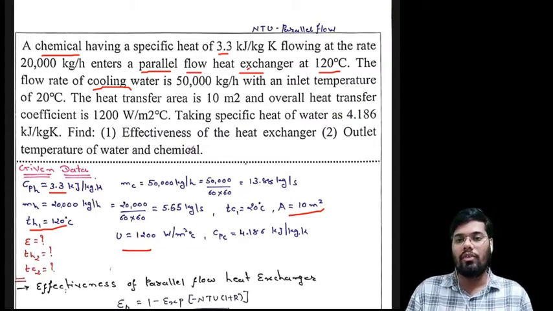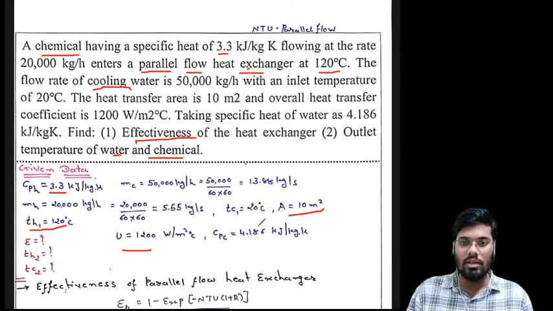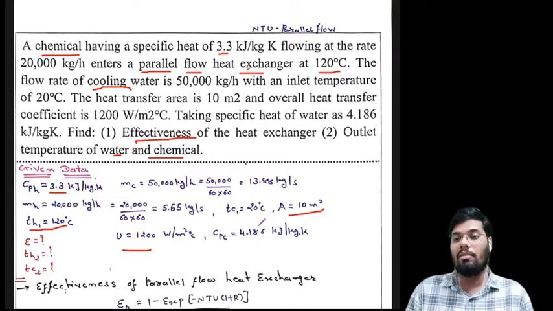So here we need to find two things. First, effectiveness of heat exchanger, and second, outlet temperature of water and chemical. So here you can see that in this type of numerical, the outlet temperature of both hot fluid and cold fluid are unknown to us. So we cannot solve this numerical by LMTD method.